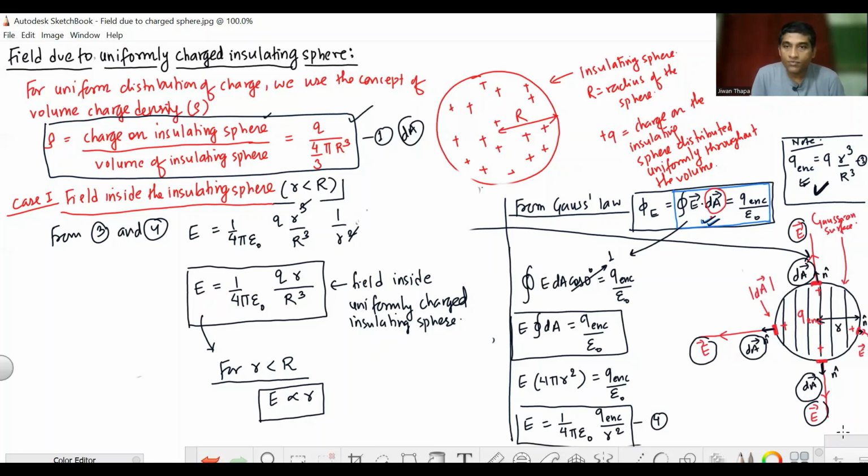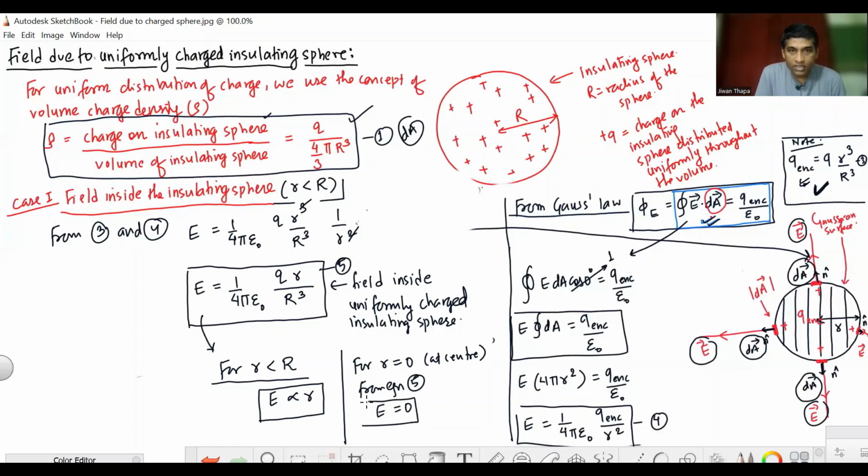Now for small r equals 0, that is at center, from this expression, let's call it equation 5. From equation 5, electric field equals 0. So we get this. Clear?